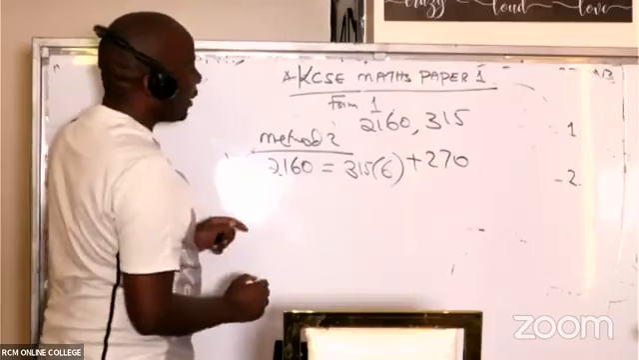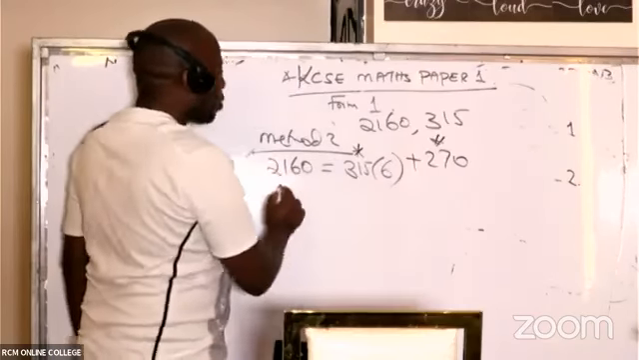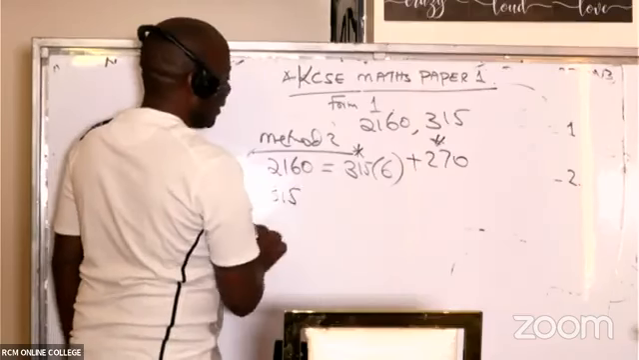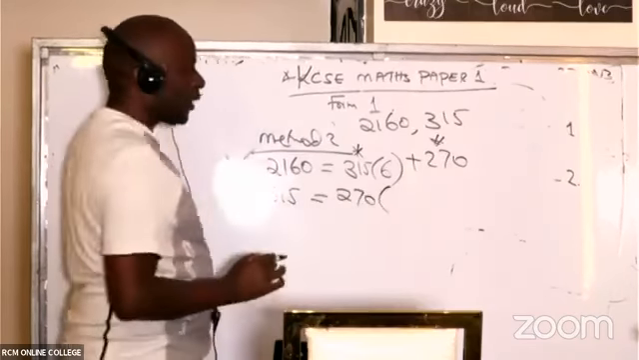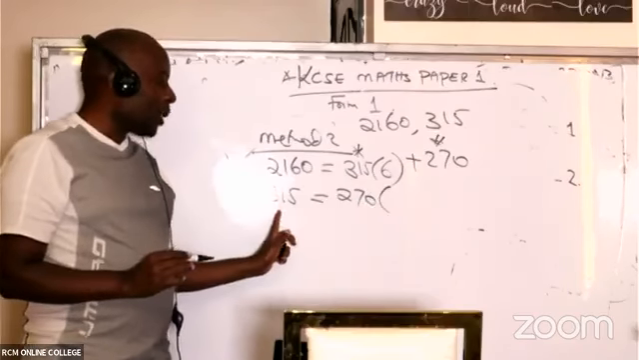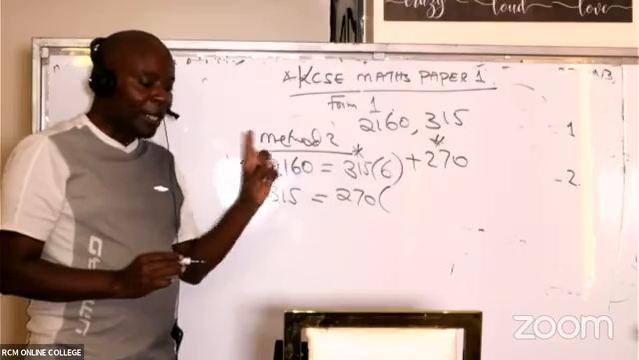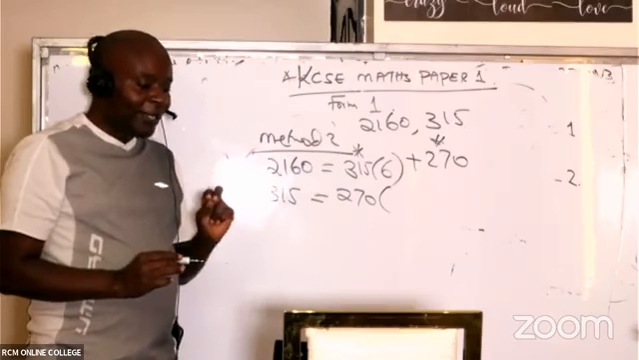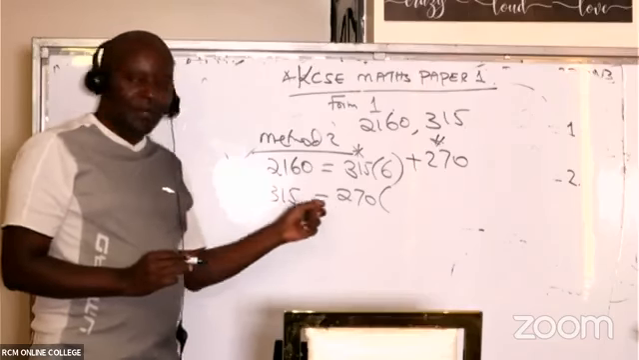From there, now you go to the second step. You are going to compare this number with this number. So we have 315 equals 270 into something in brackets. How do you get this something in brackets? You will take 315 divided by 270, and then you write the whole number only, and don't round off.